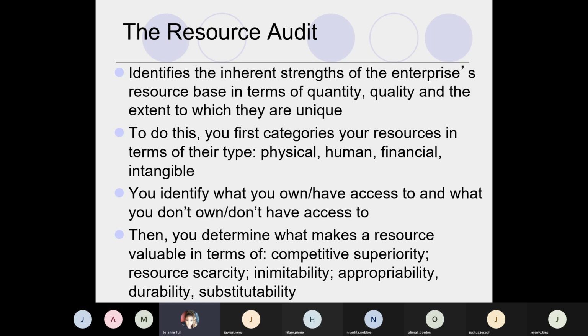And it means, therefore, that you are building it looking in the direction of strategies that will help you to take full advantage of those resources that you have that allow you to have that competitive edge. Everybody understands that?